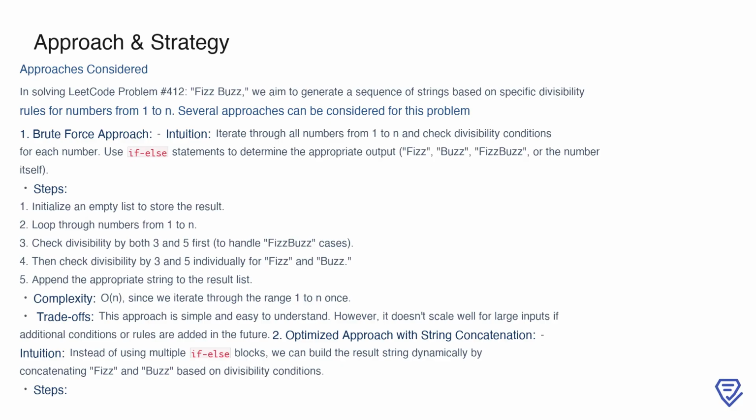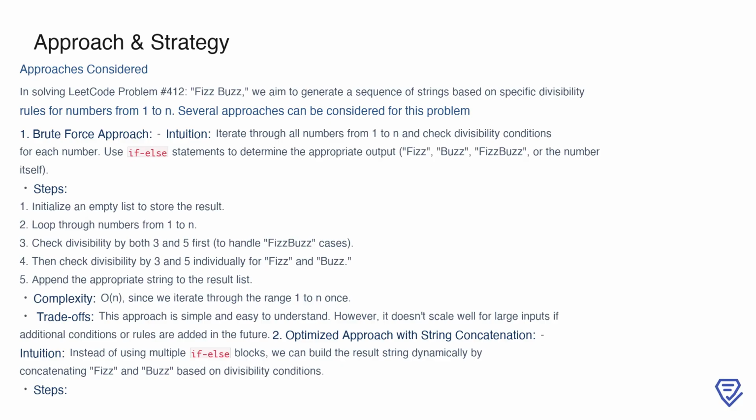This method starts by initializing an empty list to store the results. Then, for each number, we check divisibility by both 3 and 5 first to handle the FizzBuzz case, followed by individual checks for divisibility by 3 and 5 for Fizz and Buzz respectively. If no conditions are met, we simply append the number itself to the list. While this approach is straightforward and has a time complexity of O(n), it becomes less practical if additional rules or conditions are introduced in the future, as the logic can become cumbersome to maintain.